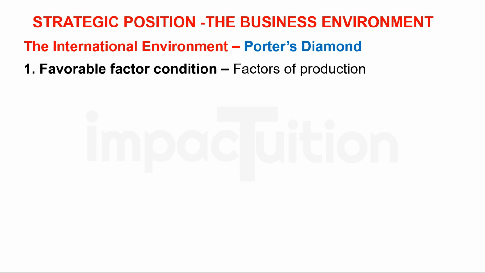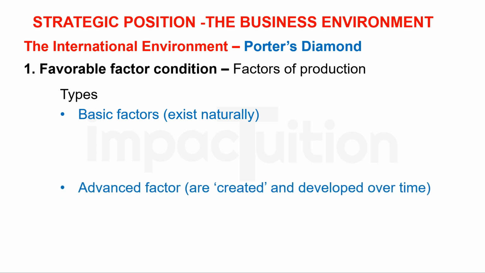Factor conditions are basically about the factors of production. These are the economic factors of production: land, labor, capital, and raw materials. Some factor conditions in a national market might be favorable for companies operating in a particular industry and give them a strong national competitive advantage. There are two types of factor conditions: the basic factors and the advanced factors.